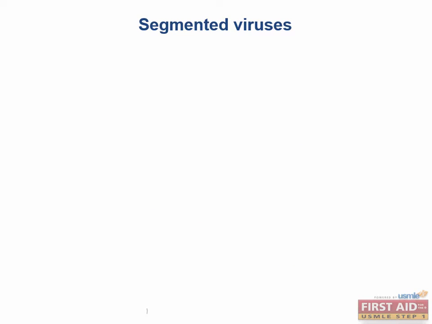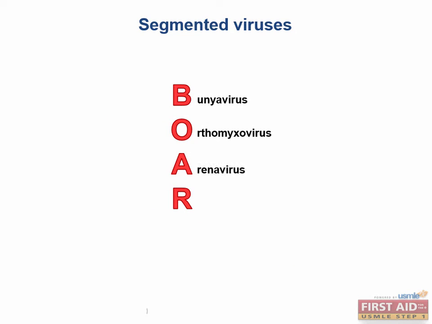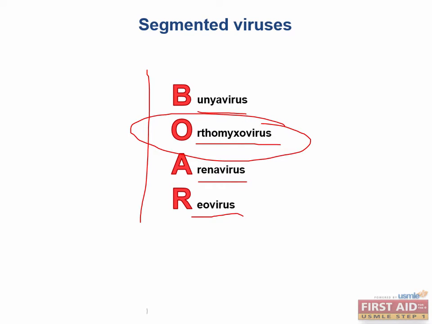The 4 segmented viruses can be remembered by the mnemonic BOR, and they include the Bunyavirus, orthomyxovirus, arenavirus, and reovirus. Do you remember the important orthomyxovirus? That's the influenza virus. Very good.